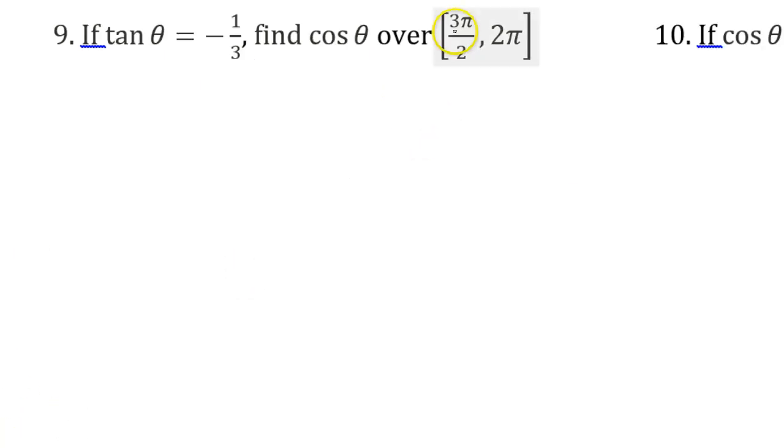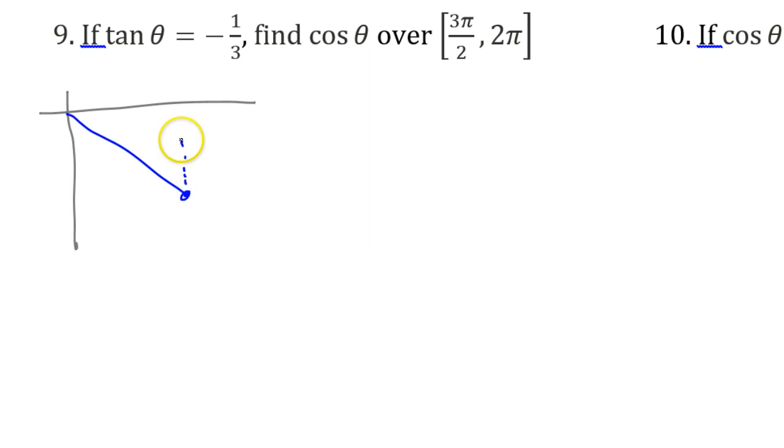All right, between 3 pi over 2 and 2 pi, that is the fourth quadrant. So let's go ahead and draw a diagram of the fourth quadrant. And let's go ahead and draw a triangle into the fourth quadrant against the x-axis. Now, tangent is y over x.